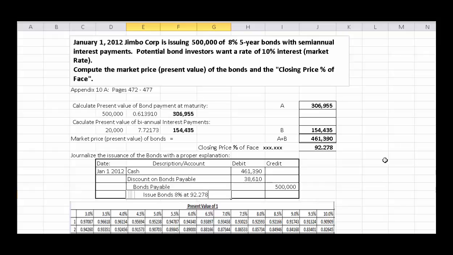So there we go. We have calculated the present value, the issue price of the bond, calculated the closing price as a percentage of the face, and we have journalized the transaction. So there you go. There is a complete circle on calculating the issuing price of a bond based on the difference between the contract interest rate and the market interest rate demanded by investors. Thank you very much.